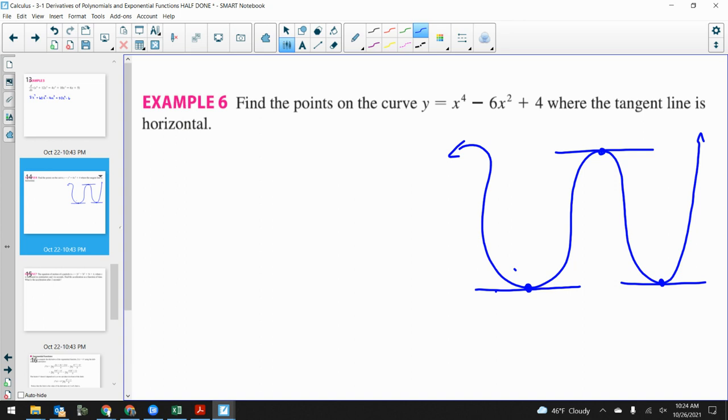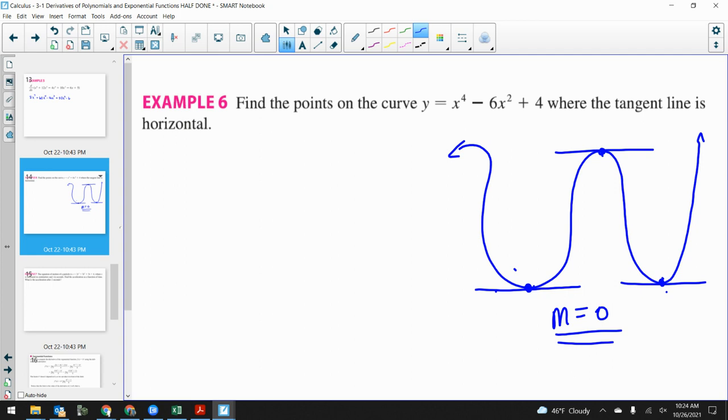Now, how do we do that? Well, what's the slope at each one of these points? What's the slope? 0, right? Because isn't a horizontal line slope 0? So the slope at each one of these points is 0. So what I'm going to look for is when the slope is 0. That's truly what I'm looking to find.